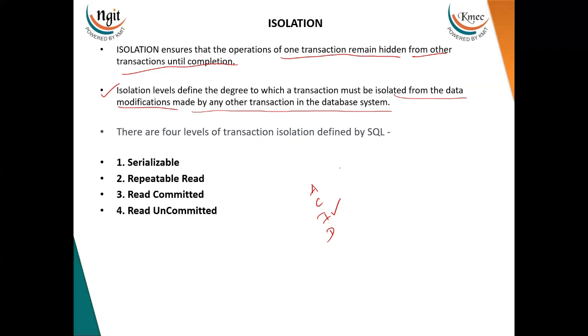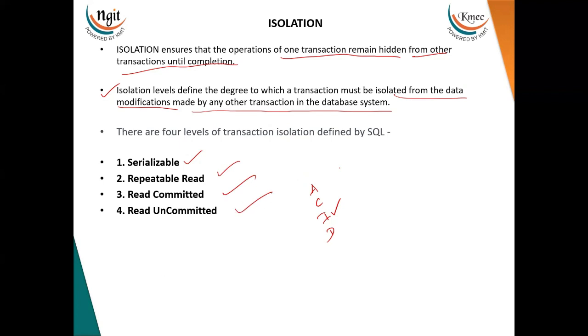Here we have different levels of isolation, and every level of isolation defines to what extent the transaction must be separated from the data modifications made by any other transaction in the database system. Four levels of transaction isolation we have, namely serializable, repeatable read, read committed, and read uncommitted.